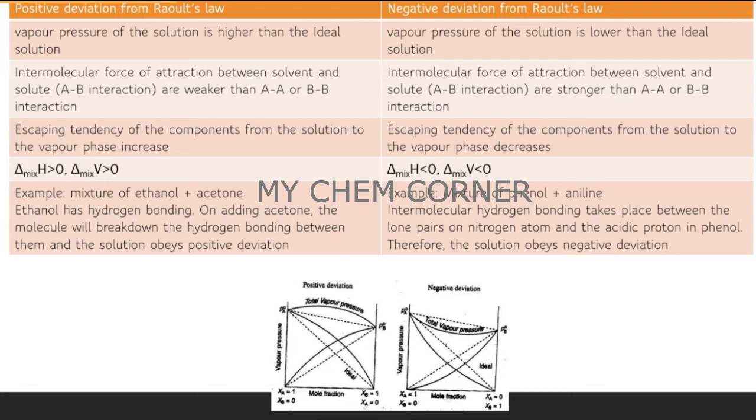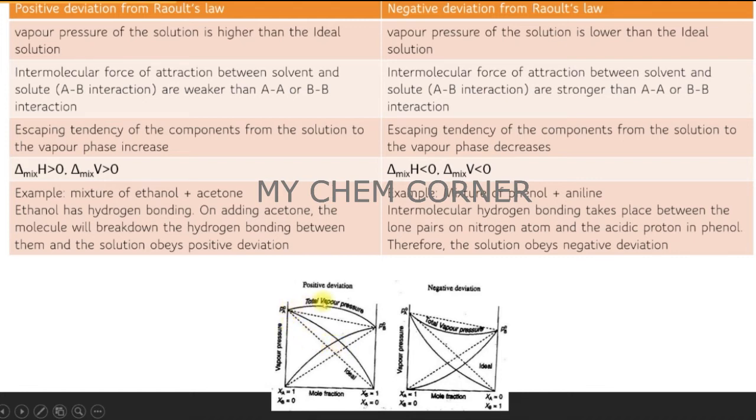There is some factor, so that way we can classify them based on positive deviation and negative deviation. So what do you mean by positive deviation? I have a graph below here. The dotted line in each of these graphs is talking about the ideal solution. So the first point clearly says if the vapor pressure is higher than the ideal solution.